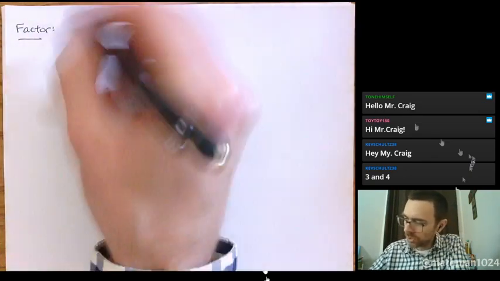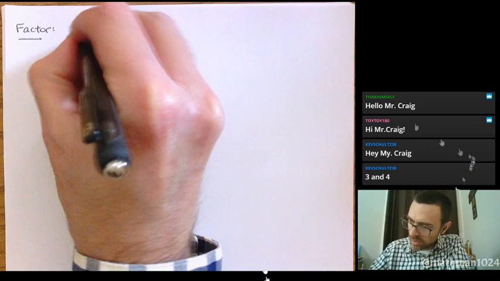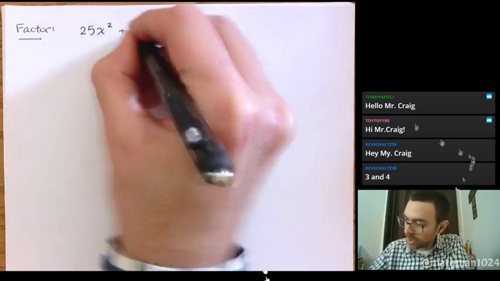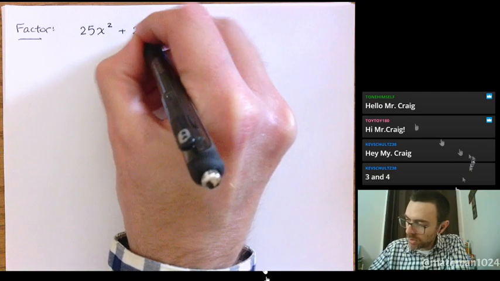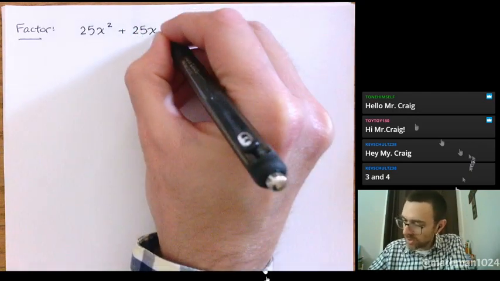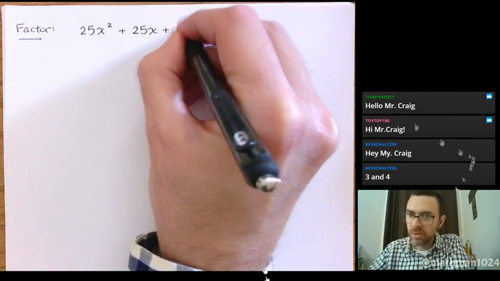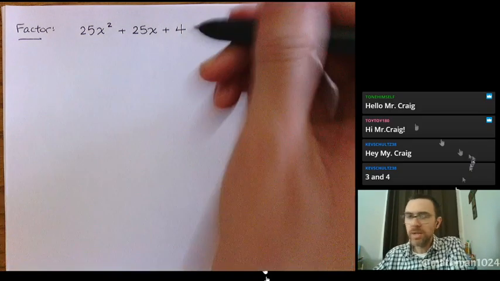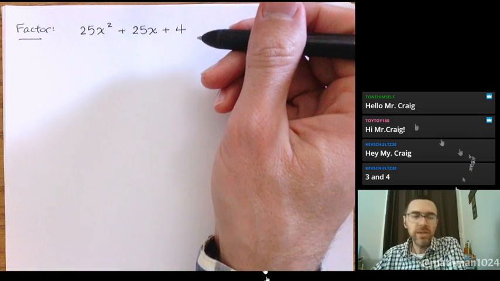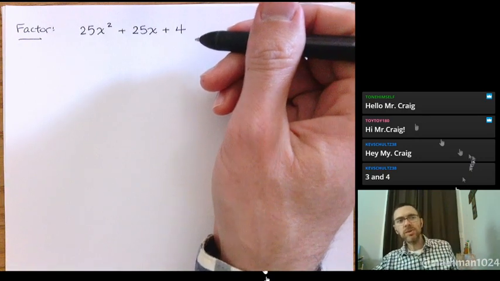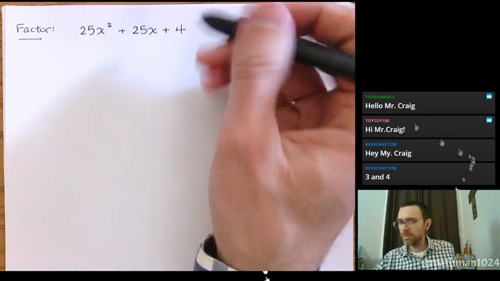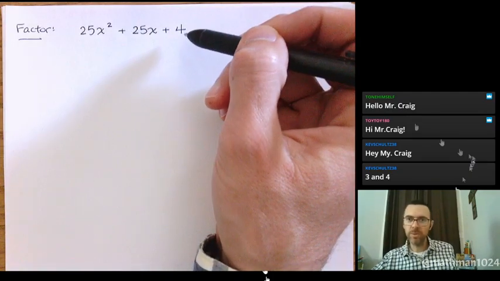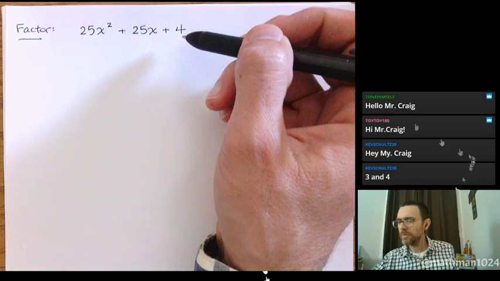Alright, so let's try this problem, and let's try to apply some of the logic that we just talked about. 25x squared plus 25x plus 4. Now, again, you could just jump right into this and start doing the AC method. But first, is there a common factor for everything? So 25, 25, and 4, they don't have anything in common, so that's not going to work.